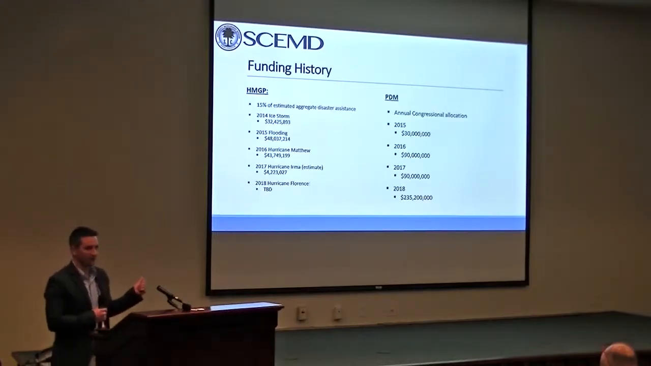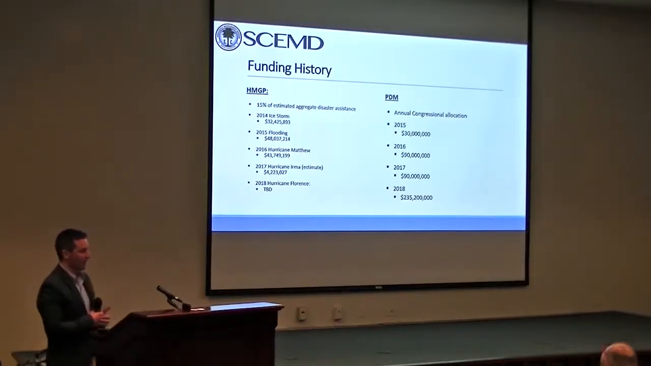So here's a timeline window of how much money we typically have available. Our high water mark from hazard mitigation grants was the result of the 2015 floods. We had $48 million, but Hurricane Irma last year, not as big of a disaster, we had $4 million available.